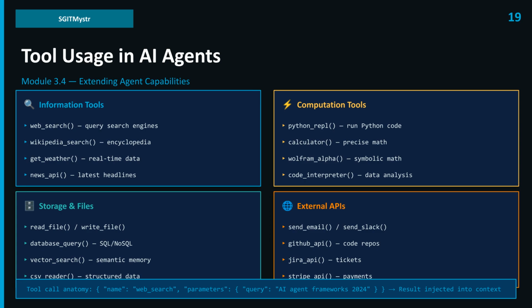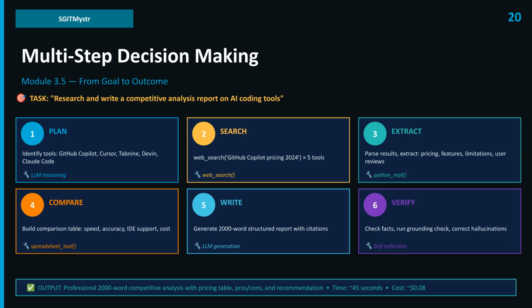Tools extend agent capabilities. These include information tools like web search, computation tools for running code and math, storage and files for I/O and databases, and external APIs for integration with services like GitHub or Stripe. Tool calls are structured requests injected into the context. This is a 6-step process for a complex task: plan, search, extract, compare, write, and verify. Each step uses LLM reasoning or specific tools, demonstrating how agents break down complex goals into a structured, executable workflow.